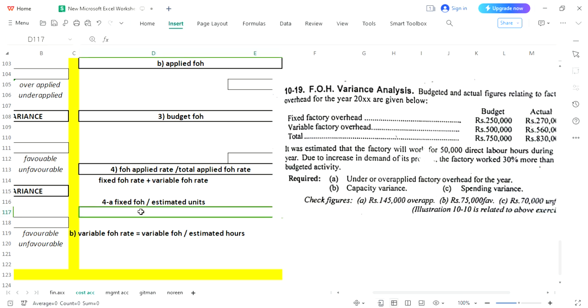Come over here. For A part, you need fixed FH, and here is your fixed FH. Budgeted fixed FH is 250,000. Write down 250,000, and you need to divide it. Read out your formula. Fixed FH would be divided by estimated units. And now come over here. It was estimated that the factory will work 50,000. Rupees is not written over here, and next to 50,000 hours are mentioned. So these 50,000 are hours, and before that estimated is written. So it would become estimated hours or units, and that is 50,000.